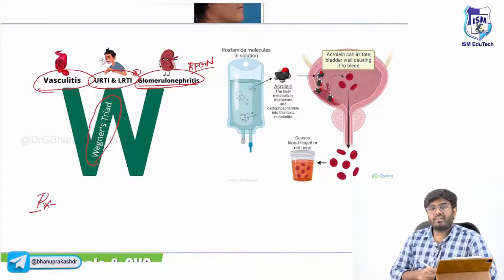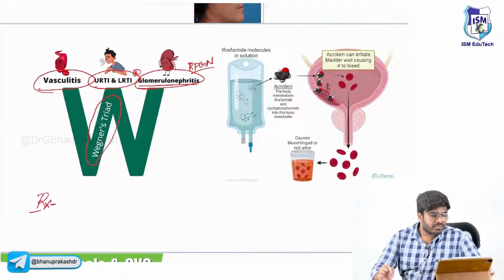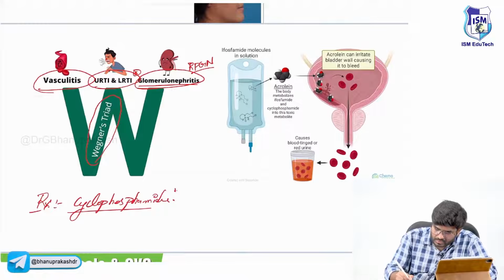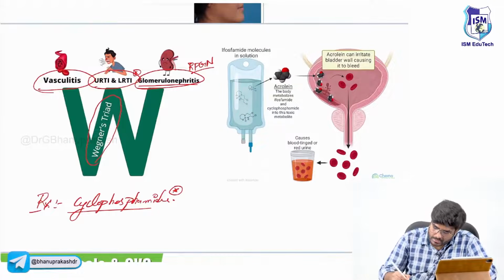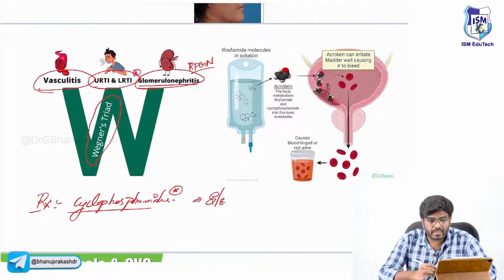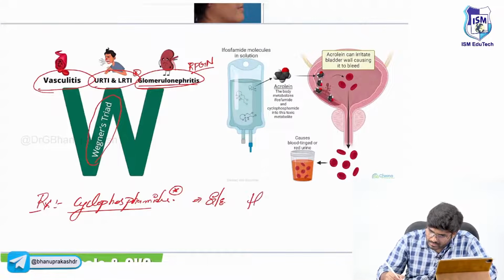The question I want you to know is, what is the treatment for this condition, sir? This is really very important. Guys, do you have any idea what the treatment is in this condition? It's cyclophosphamide, a drug we use for the treatment of Wegener's granulomatosis. But whenever you use cyclophosphamide, what's going to be the side effect? The side effect is going to be hemorrhagic cystitis.